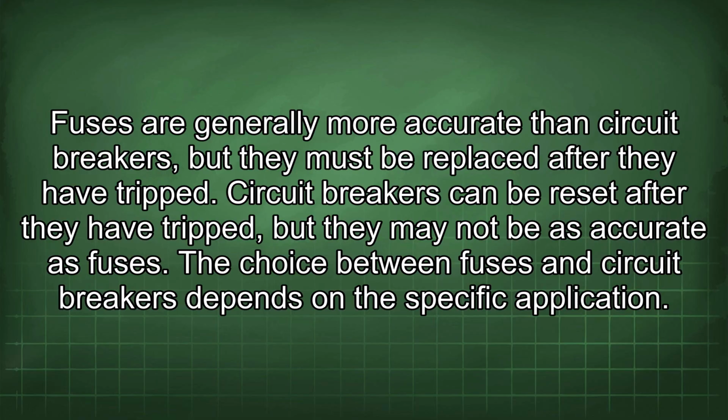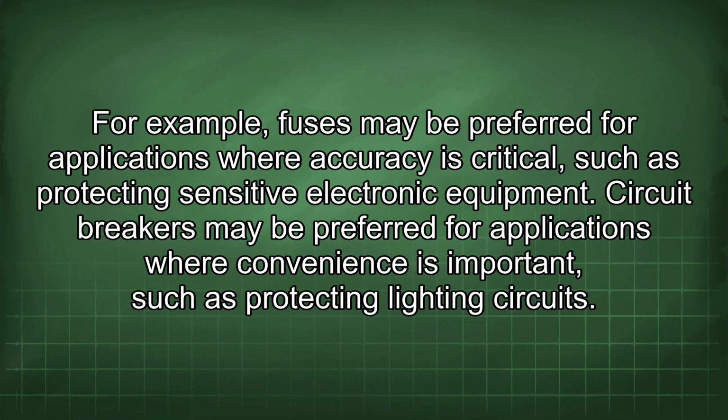Circuit breakers can be reset after they have tripped, but they may not be as accurate as fuses. The choice between fuses and circuit breakers depends on the specific application. For example, fuses may be preferred for applications where accuracy is critical, such as protecting sensitive electronic equipment. Circuit breakers may be preferred for applications where convenience is important, such as protecting lighting circuits.